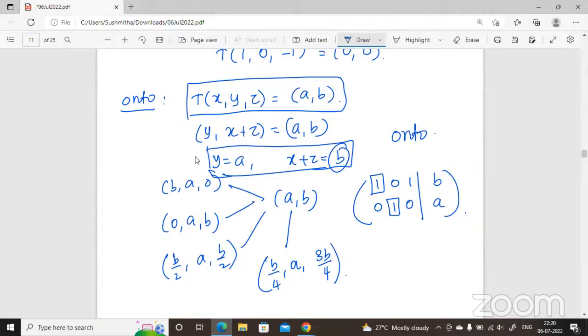Ma'am, how is (a, b) written as (b, a, 0)? Here, (a, b). I just want y equal to a, which is fixed, so everywhere y is equal to a. The other condition says x plus z should be b. b plus 0 is b, 0 plus b is b, b by 2 plus b by 2 is b, b by 4 plus 3b by 4 is b, like that.